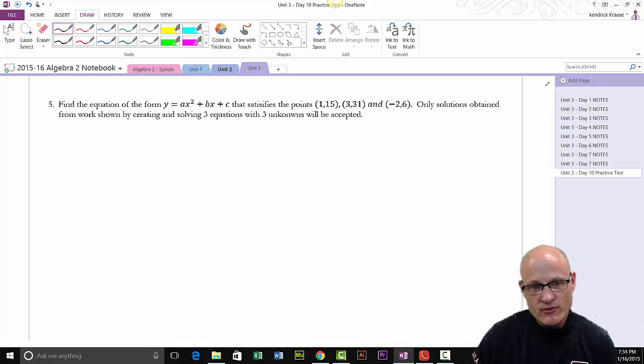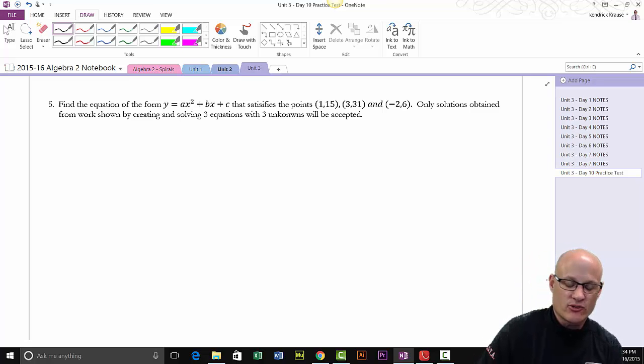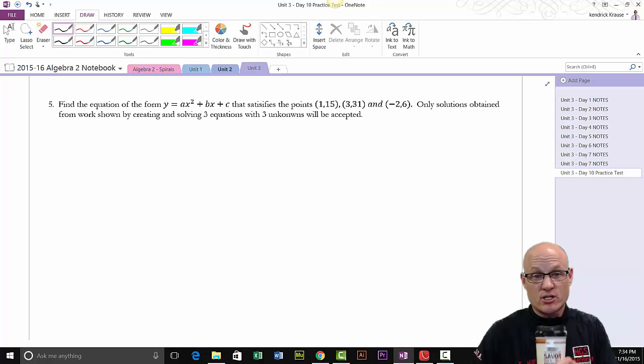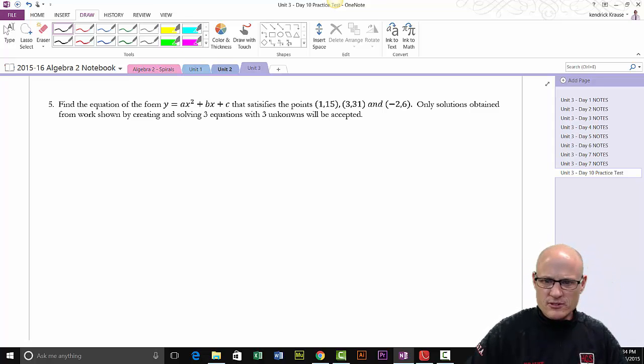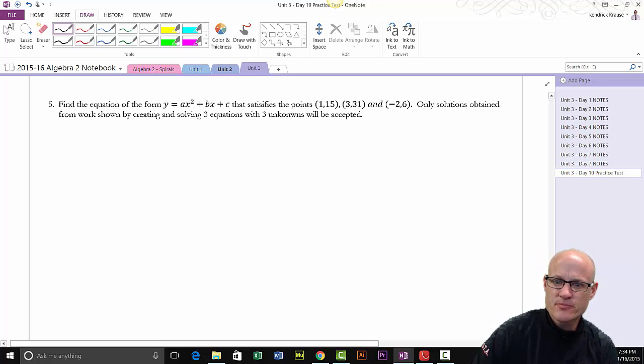Find the equation of the form ax squared plus bx plus c that satisfies this equation. So what I decided to do is be a jerk, and all the examples are going to be like this. Okay, so my first point is 1, 15.